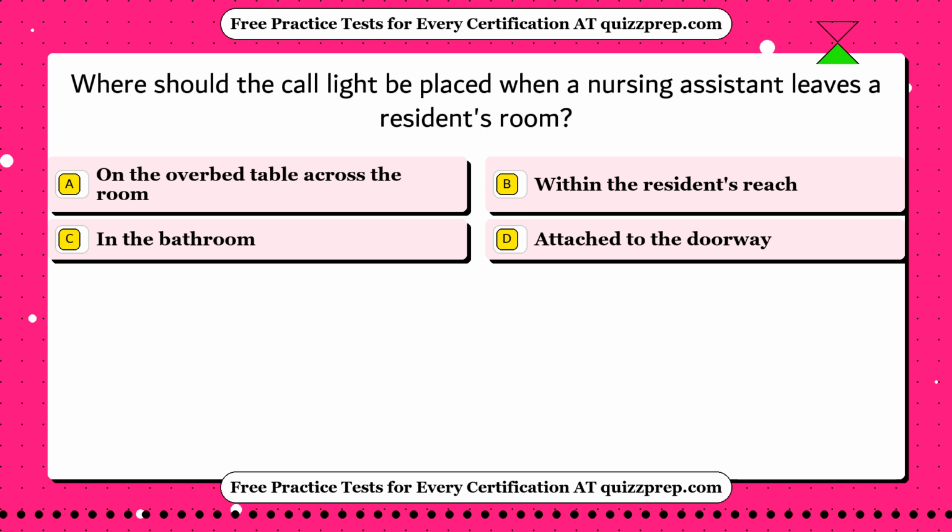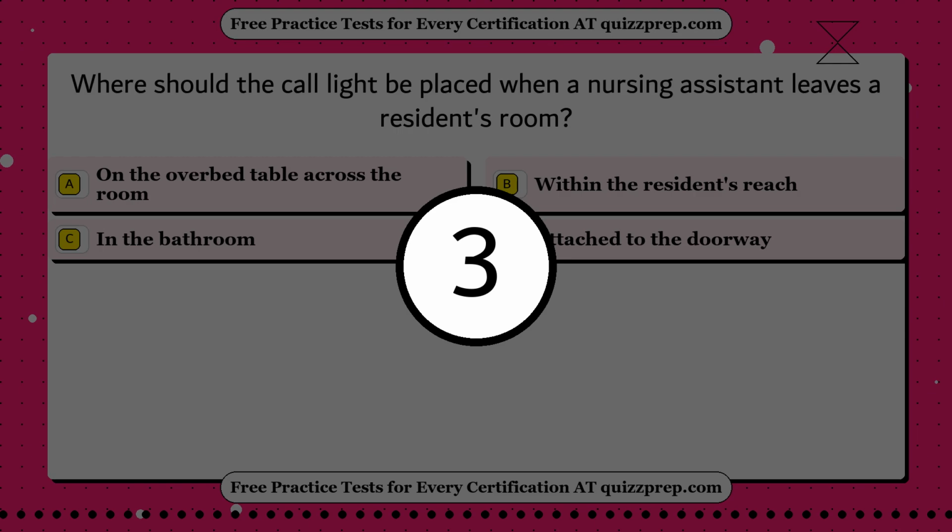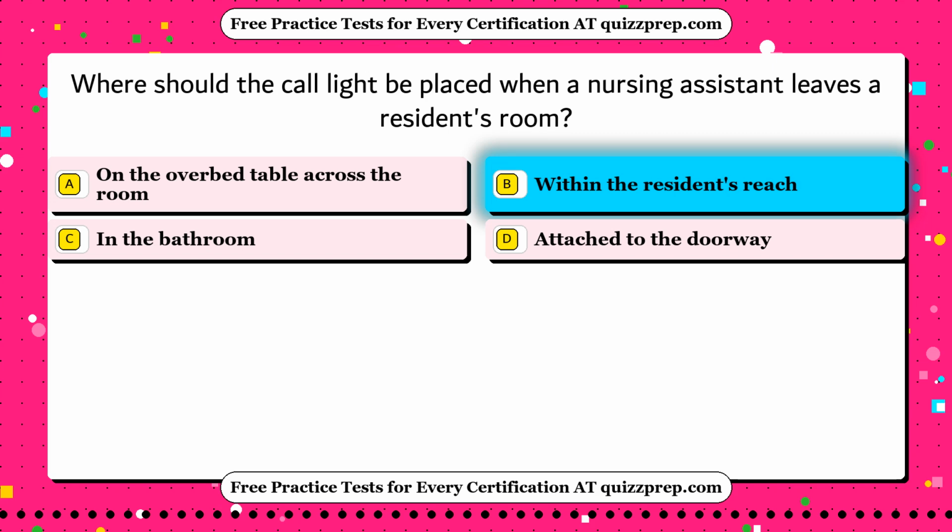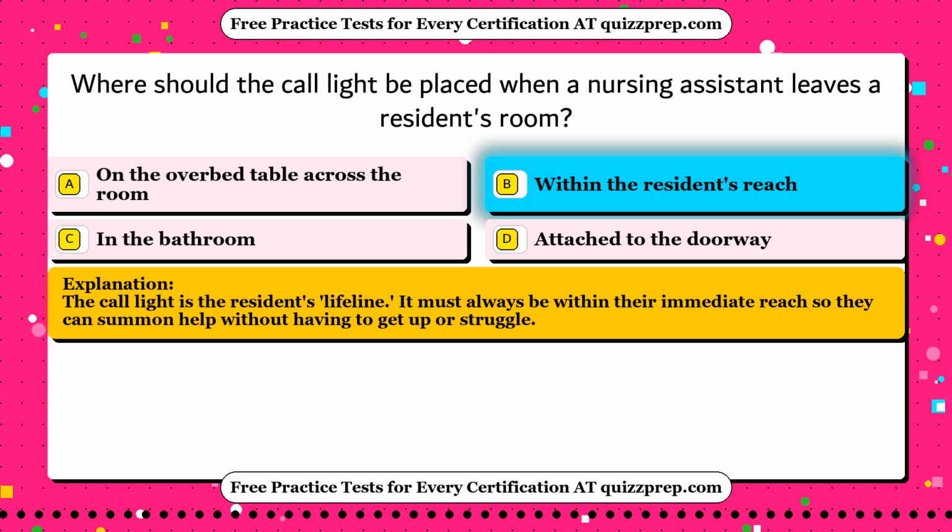Question 54. Where should the call light be placed when a nursing assistant leaves a resident's room? Option A, on the overbed table across the room. Option B, within the resident's reach. Option C, in the bathroom. Option D, attached to the doorway. The correct answer is option B, within the resident's reach. The call light is the resident's lifeline. It must always be within their immediate reach so they can summon help without having to get up or struggle.